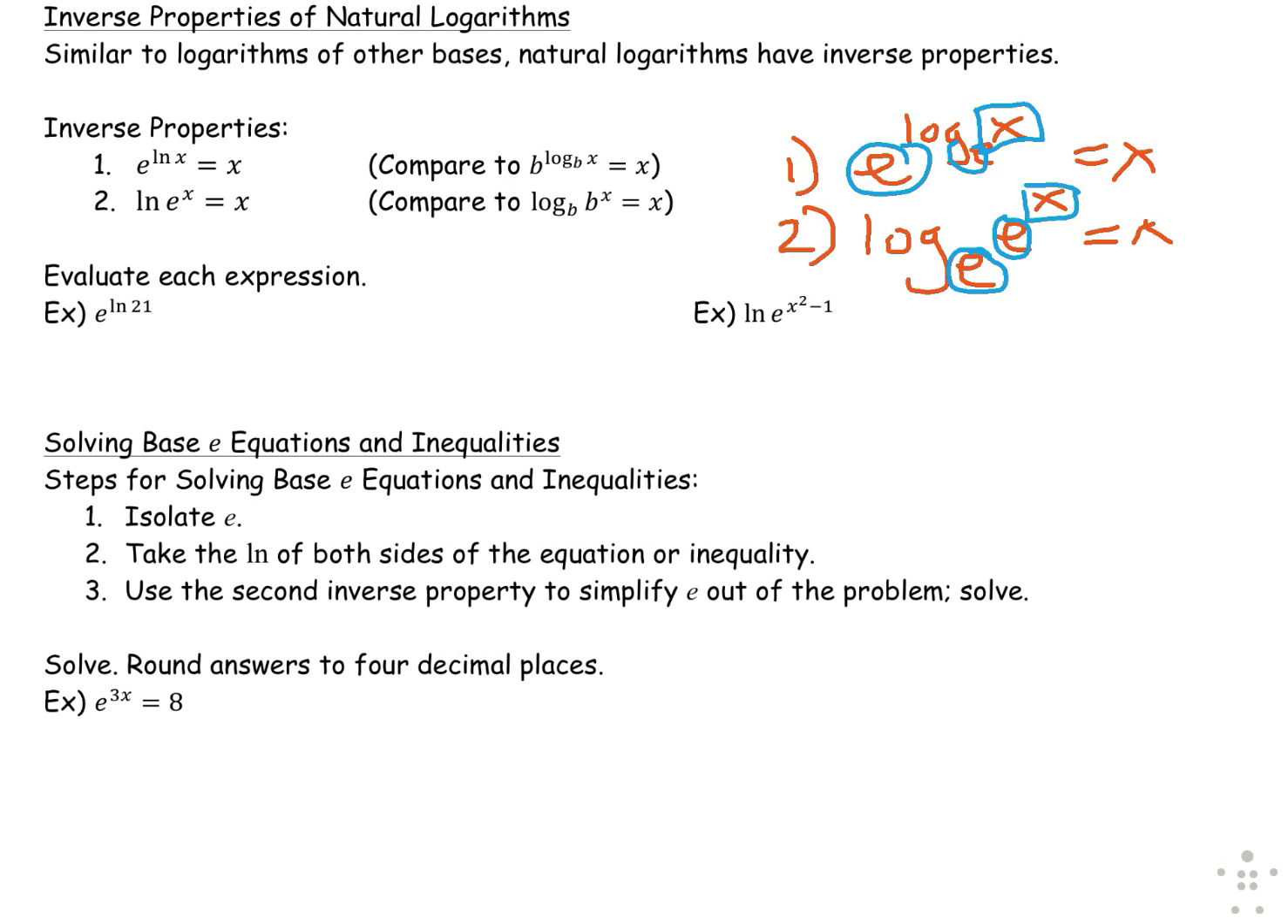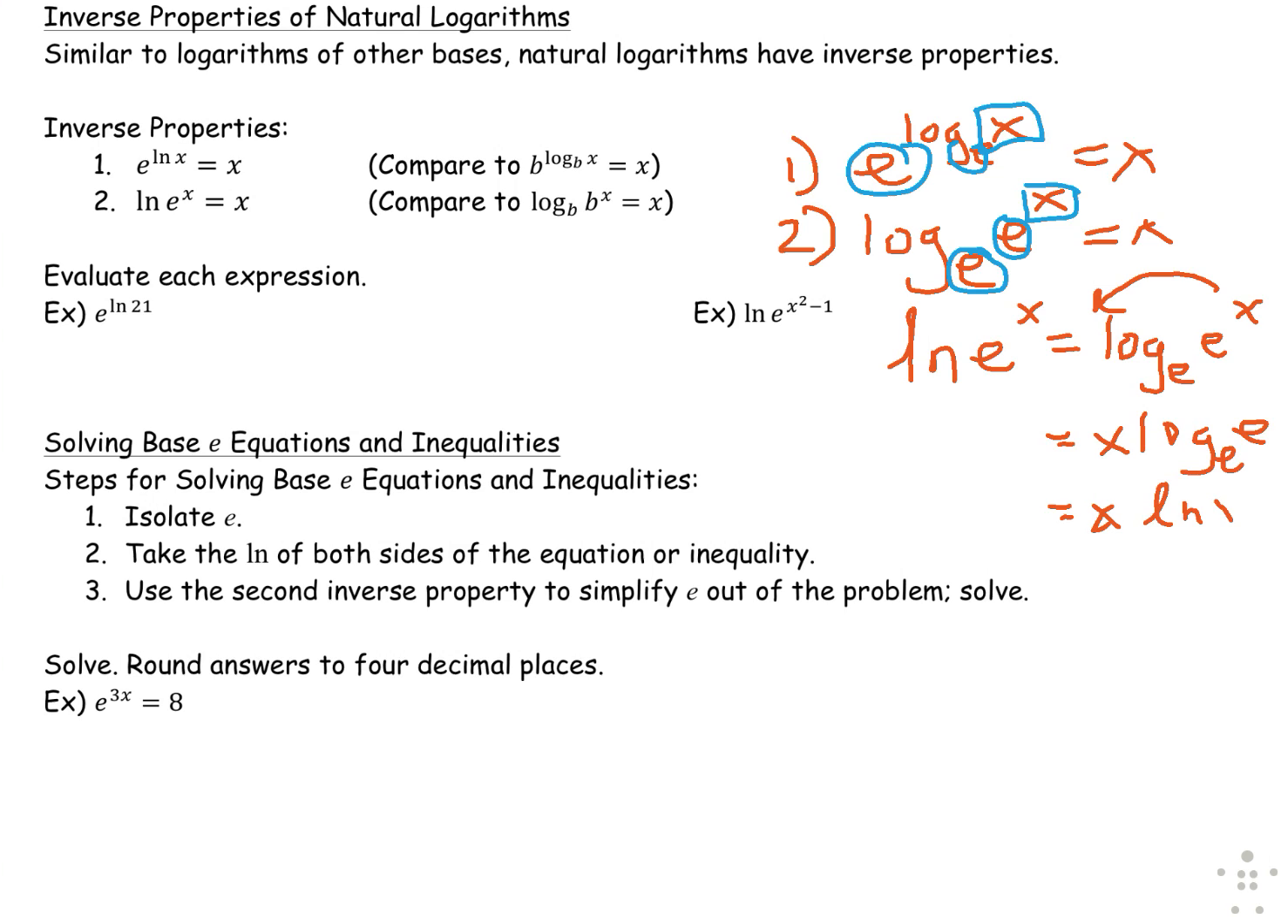Let me make one more note here about that second property. We know the power property of logarithms. So if I have the natural log of e raised to the x, that's really log base e of e to the x. And we know with logarithms we can move exponents in front as products. And now what do you raise e by to get e? Just 1. So like I said before, whenever you have the natural log of just e with no exponent, that equals 1.